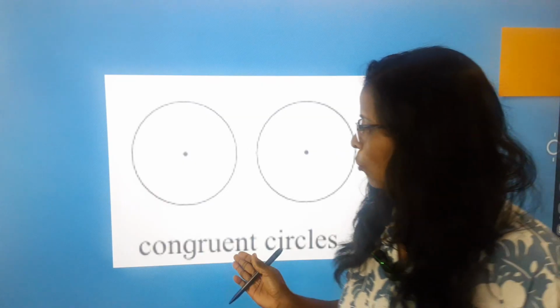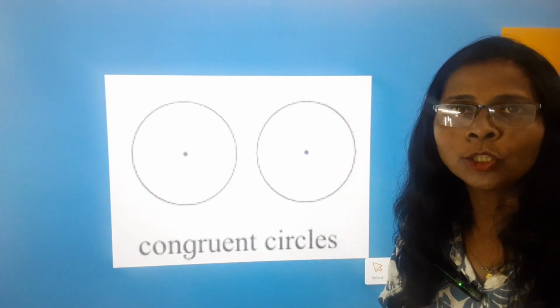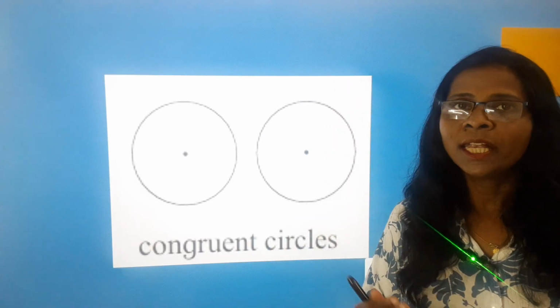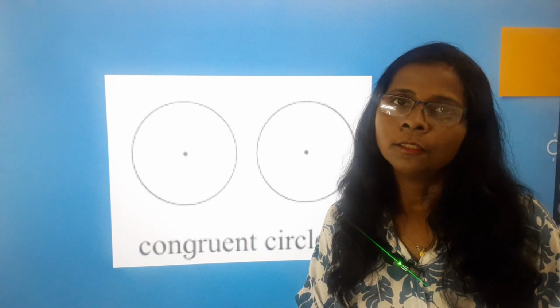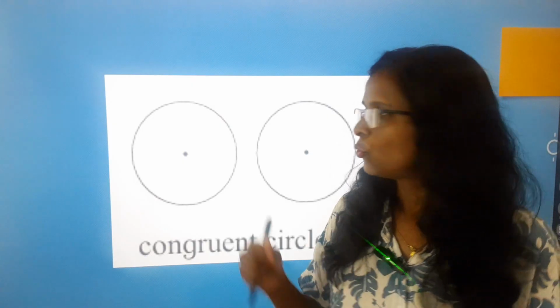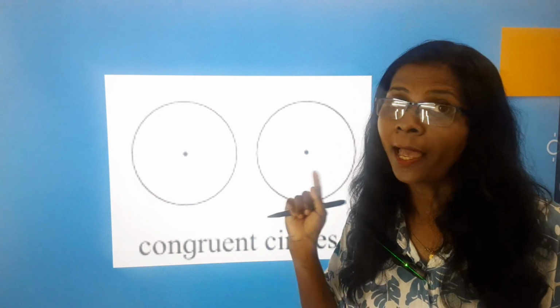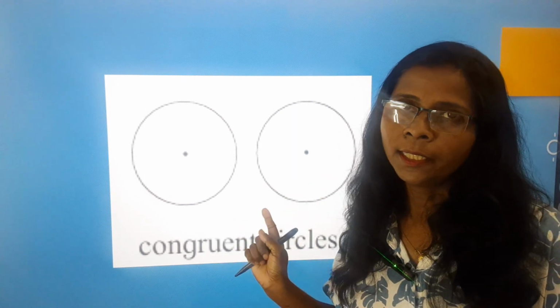Here see the congruent circles. How can we draw the congruent circles? The circles having the same radii are called the congruent circles. So these are the congruent circles. Okay students, having the same radius.